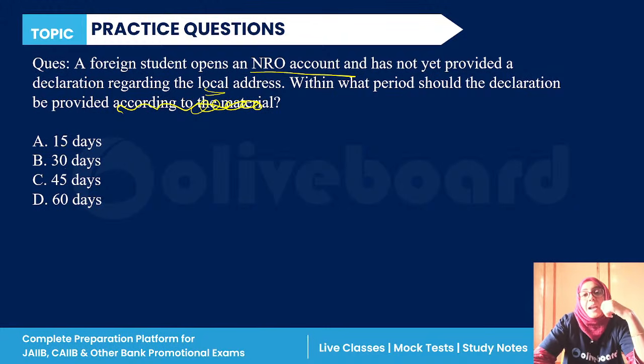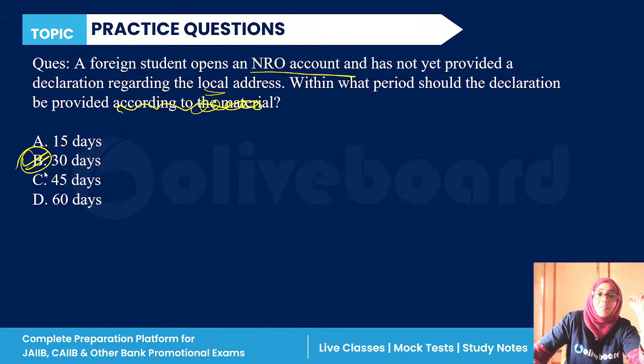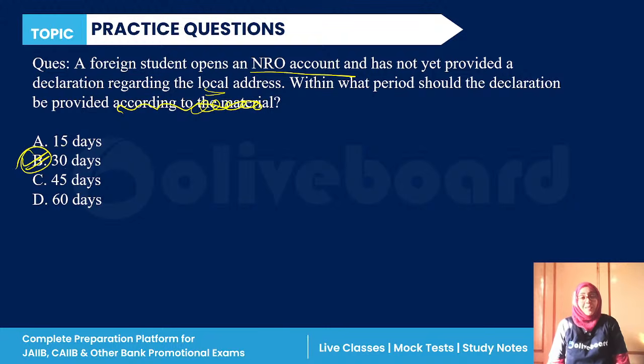Now, I don't know that I have taken this in the next slide. Okay, so obviously I have given this answer. Within 30 days of opening the account, they have to declare the local address in the bank. Whenever a foreign student is opening an NRO account, they have to submit these documents at the time, plus they have to declare the local address within 30 days of opening the account in the bank. Right? Clear?